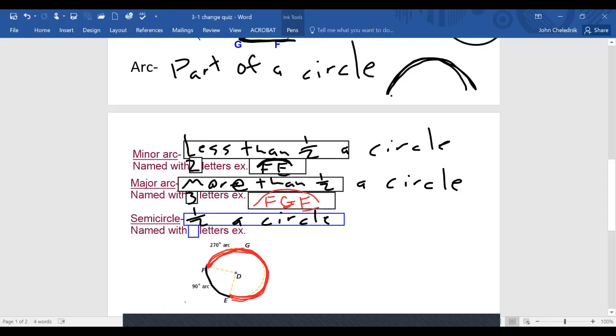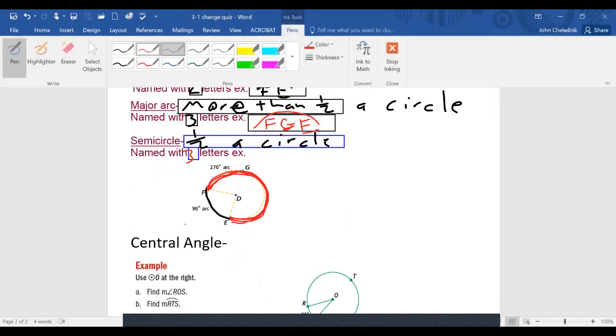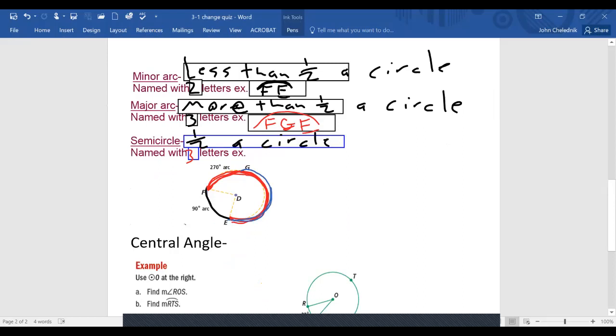And then there's the semicircle, which is also named with 3 letters. Okay, so we actually don't know for sure in this picture if this is actually half of a circle, but we're going to assume that this is 180 degrees from here to here. Let's just pretend that's 180. So if you wanted to name that semicircle, you'd have to actually create another point and name it. So we actually can't name that particular semicircle without creating another point.